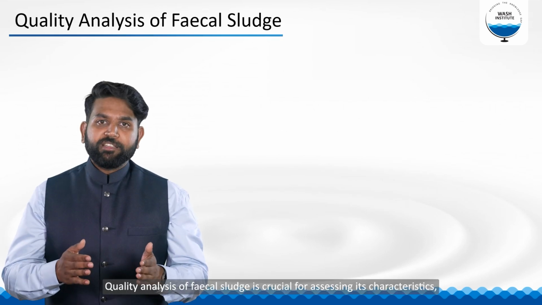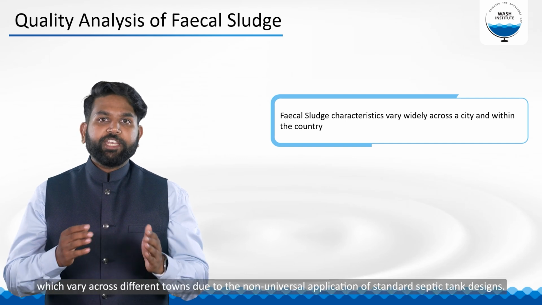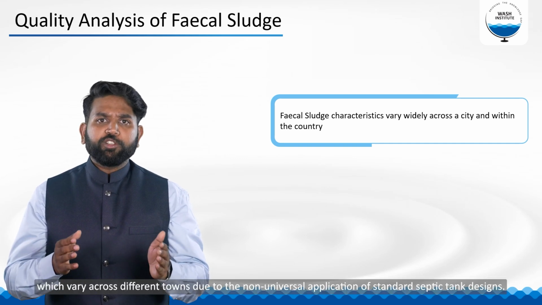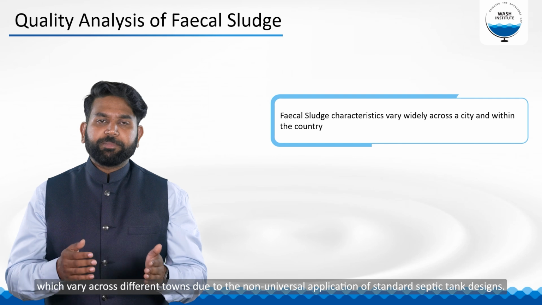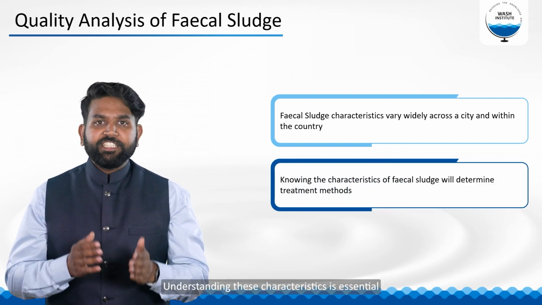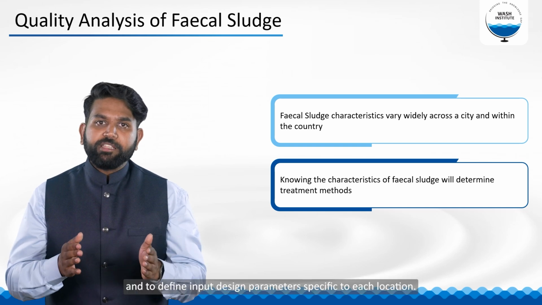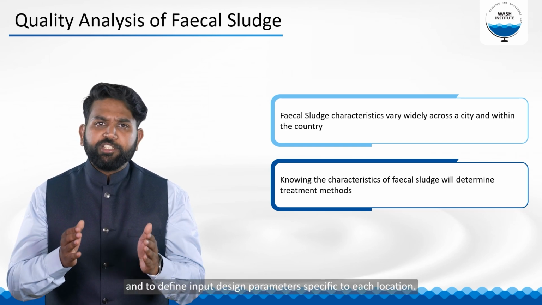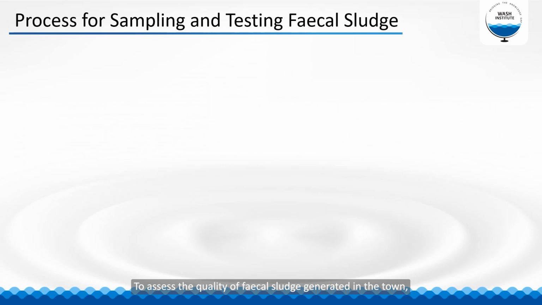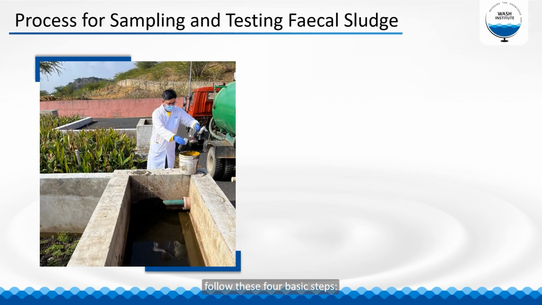Quality analysis of fecal sludge is crucial for assessing its characteristics, which vary across different towns due to the non-universal application of standard septic tank designs. Understanding these characteristics is essential to determine the necessary treatment levels and to define input design parameters specific to each location. To assess the quality of fecal sludge generated in the town, follow these 4 basic steps.